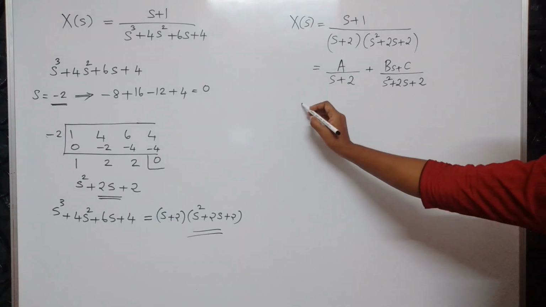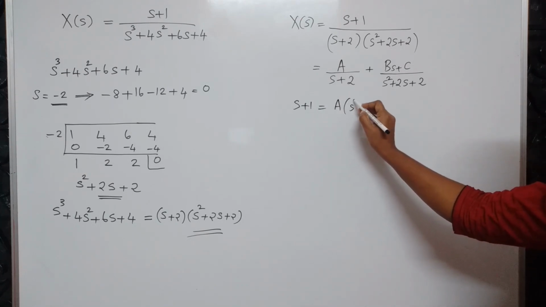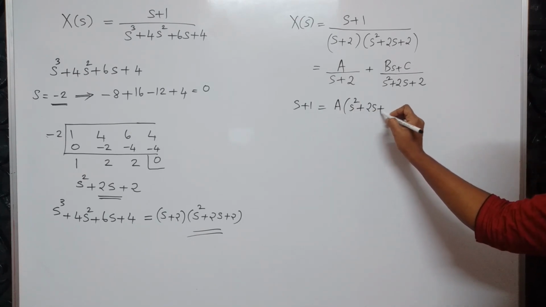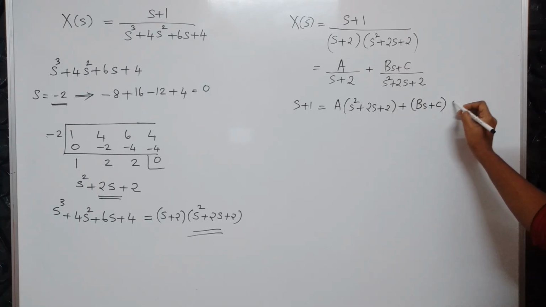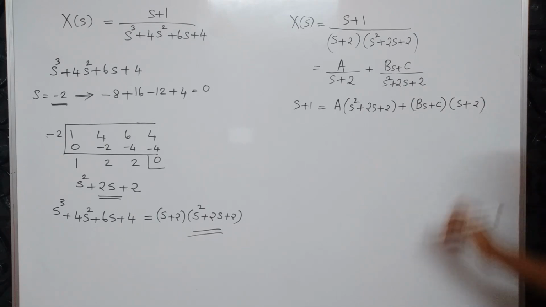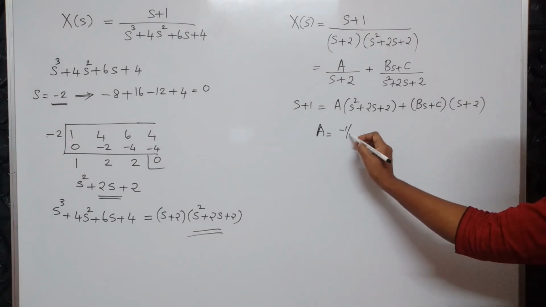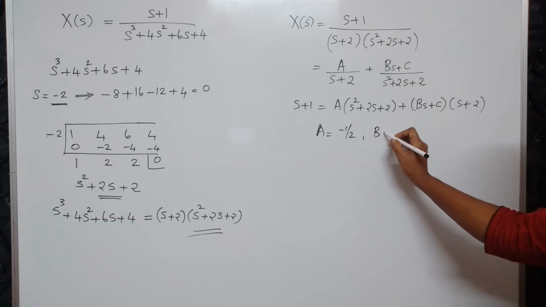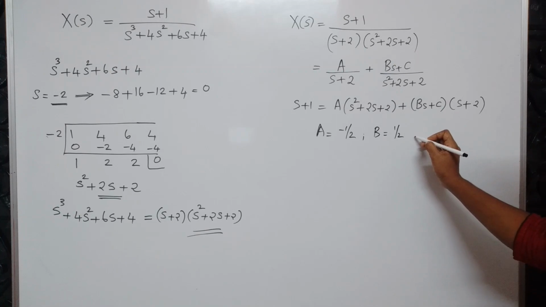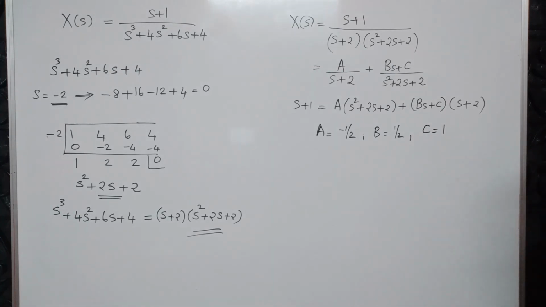Okay. Now you can compare the numerators. S plus 1 equal to a into s square plus 2s plus 2 plus bs plus c into s plus 2. You can expand this, compare the coefficients, and you will get the values as a equal to minus 1 by 2, b equal to 1 by 2, and c equal to 1.